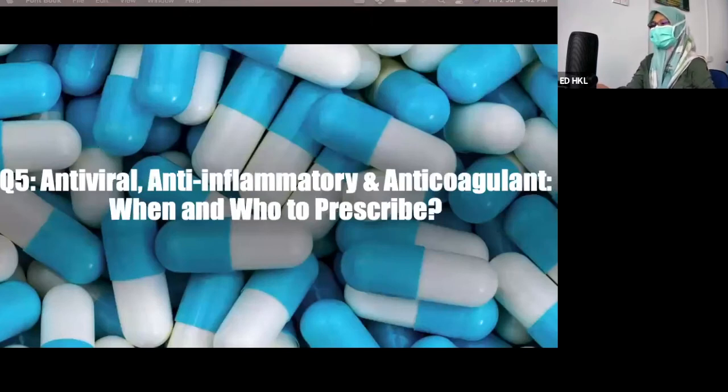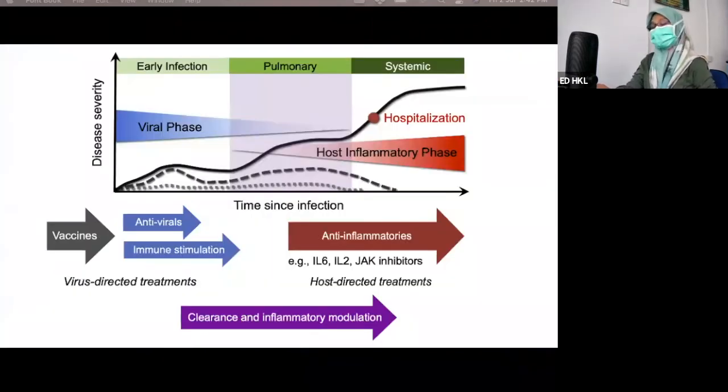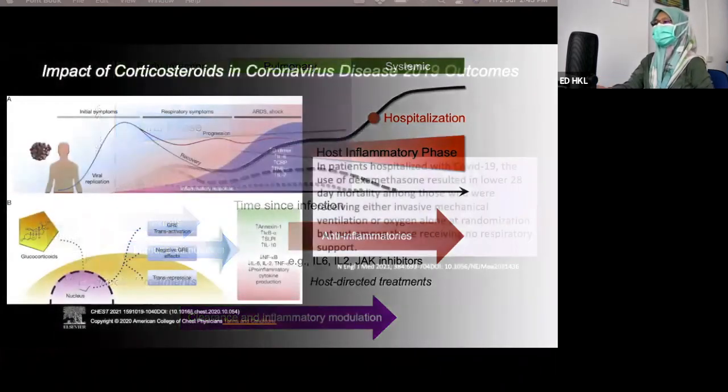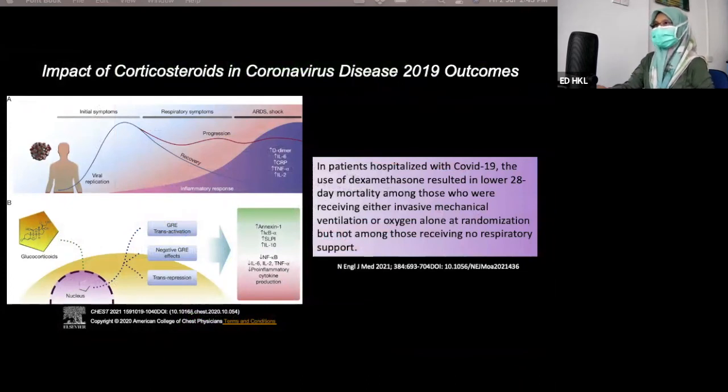All the medical therapy, when and who prescribes. I think this depends on the local setting, but what you need to understand is whether it is viral directed treatment or host directed treatment. Of course, antiviral we give early during the viral replication phase, when normally the patient does not exhibit any symptoms. Anti-inflammatory we give for patients in the systemic phase with hyperinflammation. Based on studies, only DEXA was found to be evidence based for use in COVID-19 pneumonia.